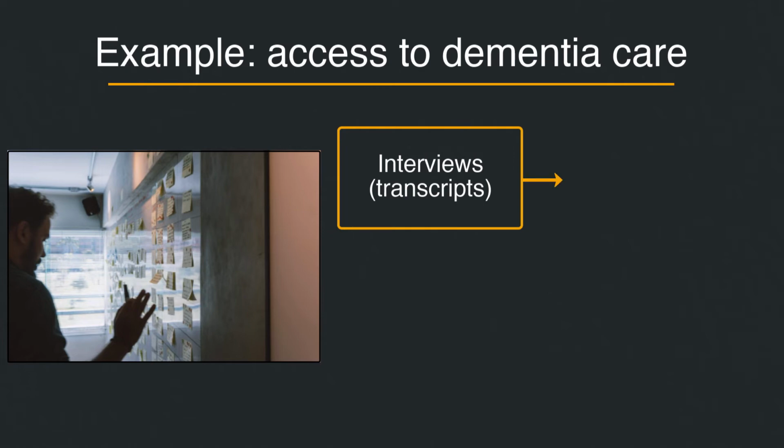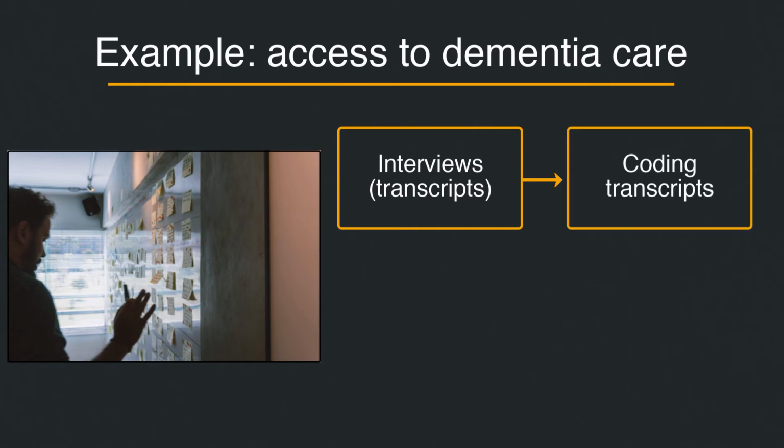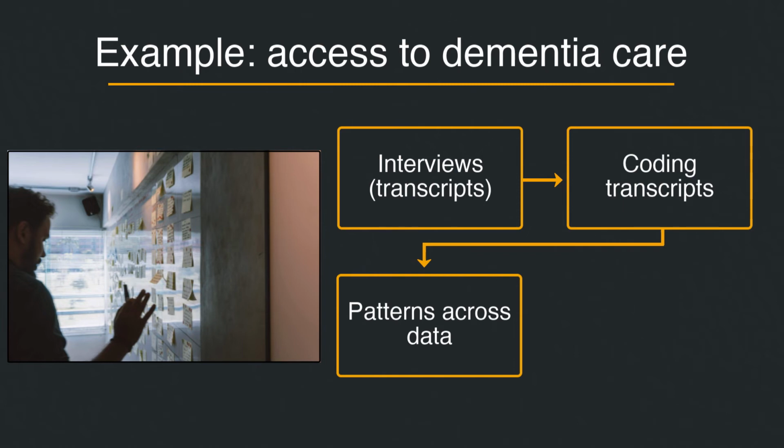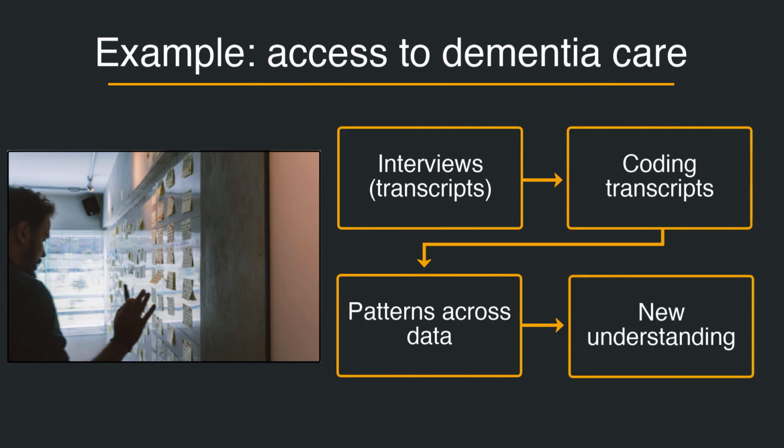To analyze this data, researchers would break apart the transcriptions into discrete categories of information. This process is referred to as coding. Some categories of data may be present in all of the transcripts. Others may be unique to caregivers. Deconstructing the transcripts into discrete codes allows researchers to see patterns across the data. Ultimately, the researchers put the pieces back together in a new way to gain a new understanding of access to dementia care.